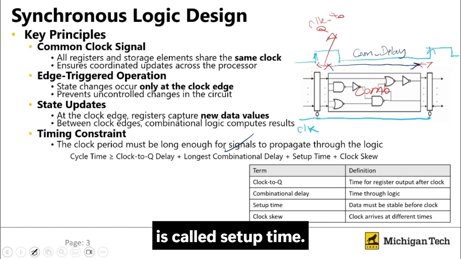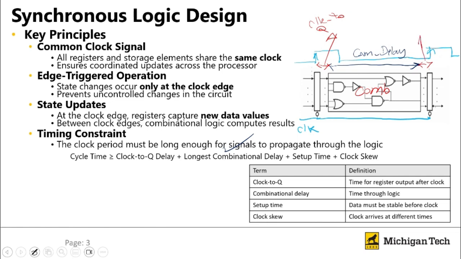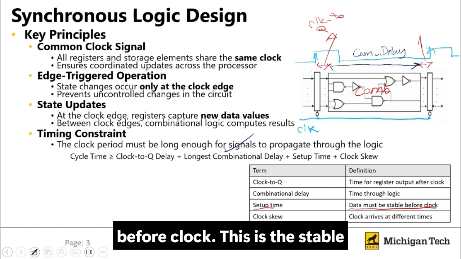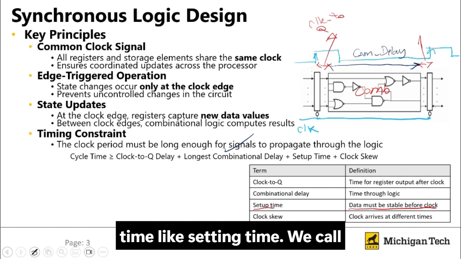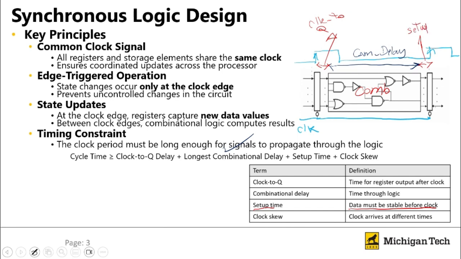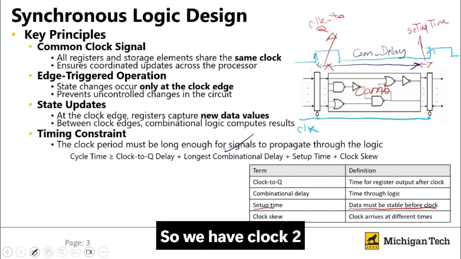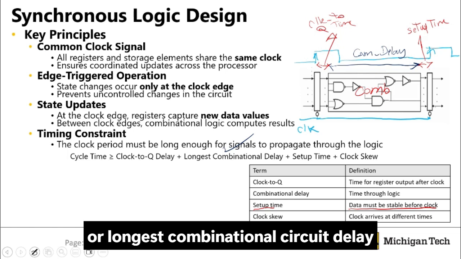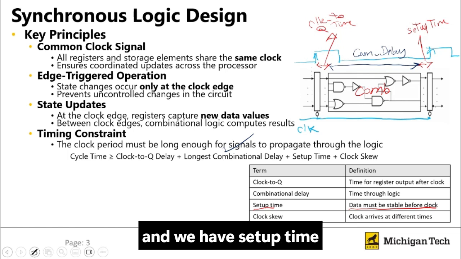We have another time that is called setup time. Setup time, I explain here. Data must be stable before the clock. This is the stable time, like setting time. We call that setup time. So we have clock to Q time or delay, we have the longest combinational circuit delay, and we have setup time.